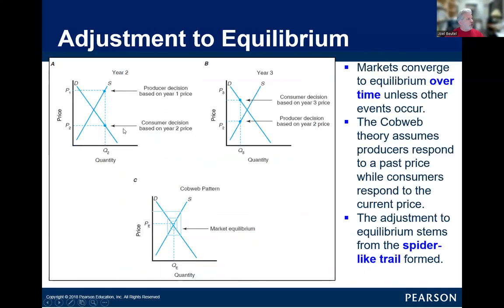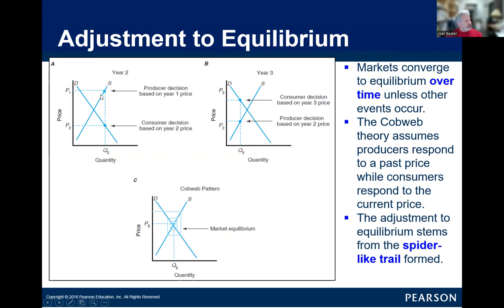So markets over time will converge to equilibrium. And so what happens is it's not an instantaneous shift. It's a balancing back and forth, where as the curve shifts, prices hone in closer and closer to equilibrium. So we can imagine the producer's decision is based on the year 1 price. And so they go a little high, and consumers are based on year 2 pricing. The consumers are looking at that price and then determining the quantities they want.